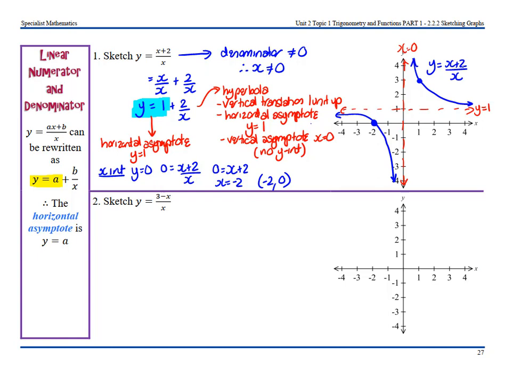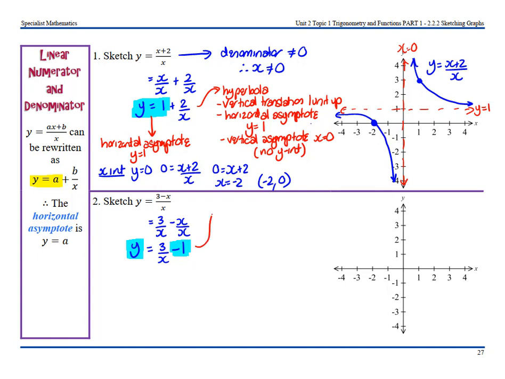Follows the same principles. Okay, so with the next one, you would have gone 3 over x minus x over x, which is 3 over x minus 1. So there is our horizontal asymptote.